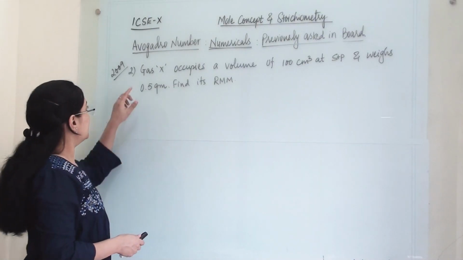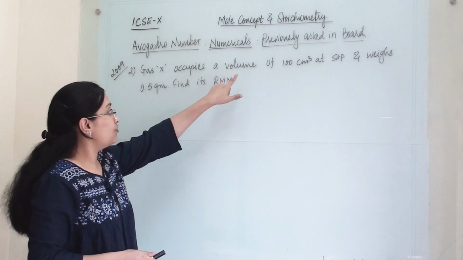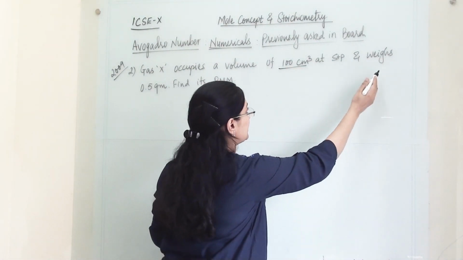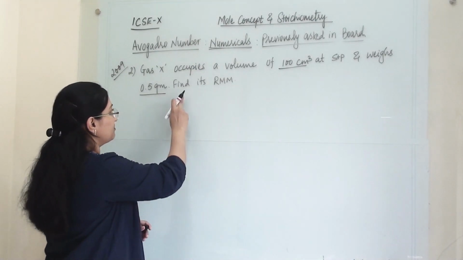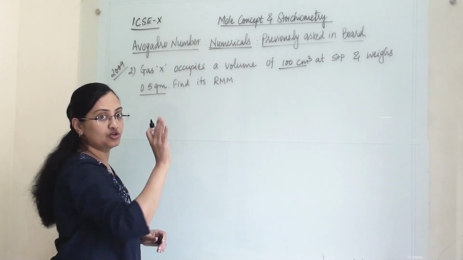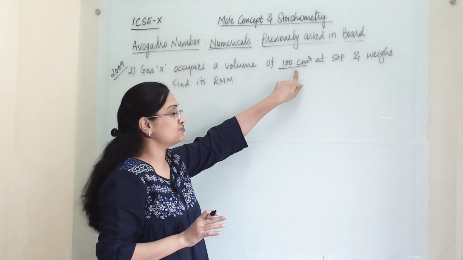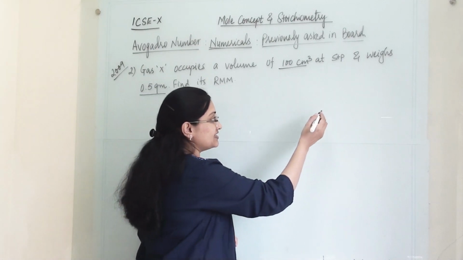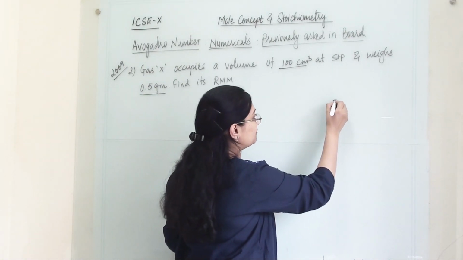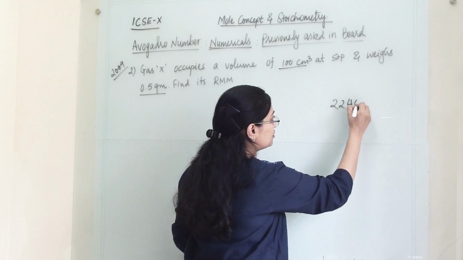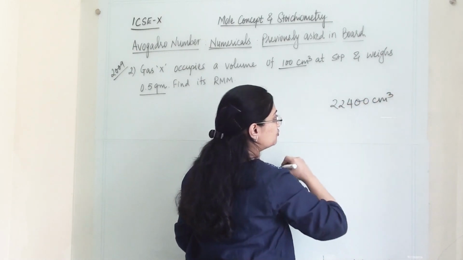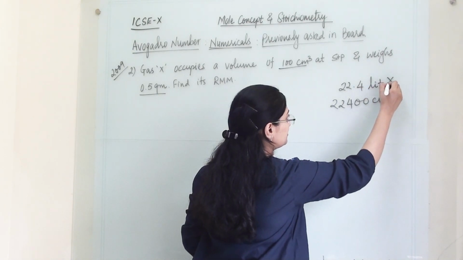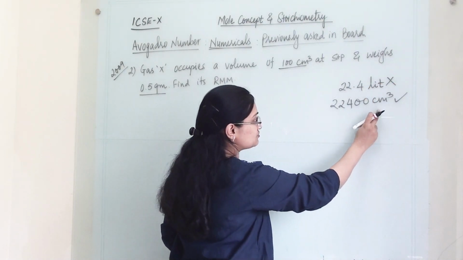Our next numerical, gas X occupies a volume of 100 centimeter cube at STP and weighs 0.5 gram. Find its relative molecular mass. Here they have given us volume in centimeter cube, not in liter. So our standard temperature pressure's volume will be 22400 centimeter cube and not 22.4 liter. This is in liter, so we are not using it. We are using this volume.